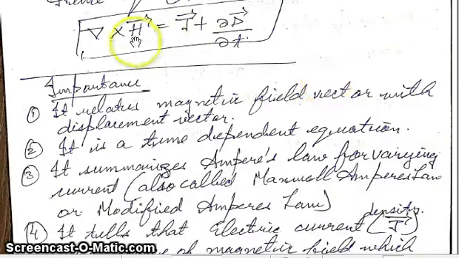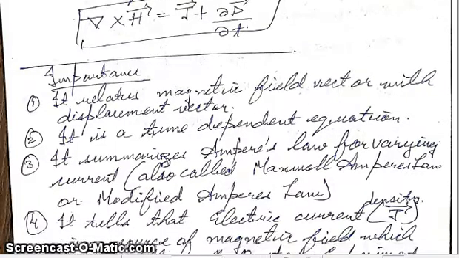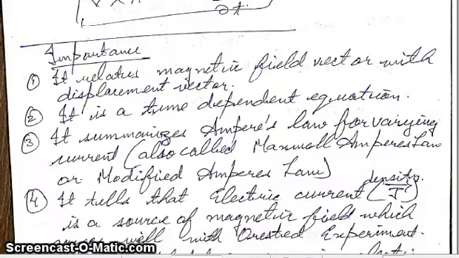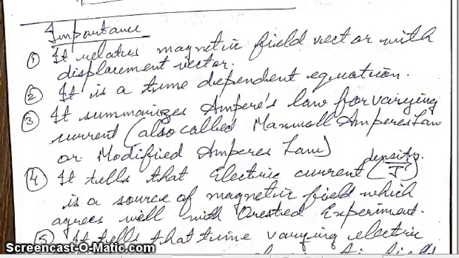The first importance is that it relates the magnetic field vector with the displacement vector. Second, a time term is included, so it is a time dependent equation. Third, it summarizes Ampere's circuital law for varying current, also called Maxwell-Ampere's law or modified Ampere's law. Fourth, it tells that electric current density, that is J vector, is a source of magnetic field, which agrees well with Oersted's experiment.